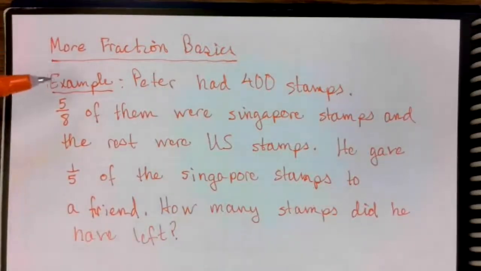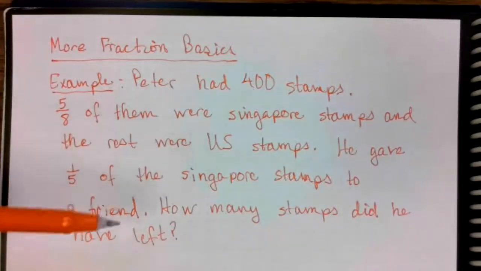Okay, so Peter had 400 stamps. 5/8 of those stamps were Singapore stamps. The rest were US stamps. He gave 1/5 of the Singapore stamps to a friend. How many stamps did he have left? Okay.